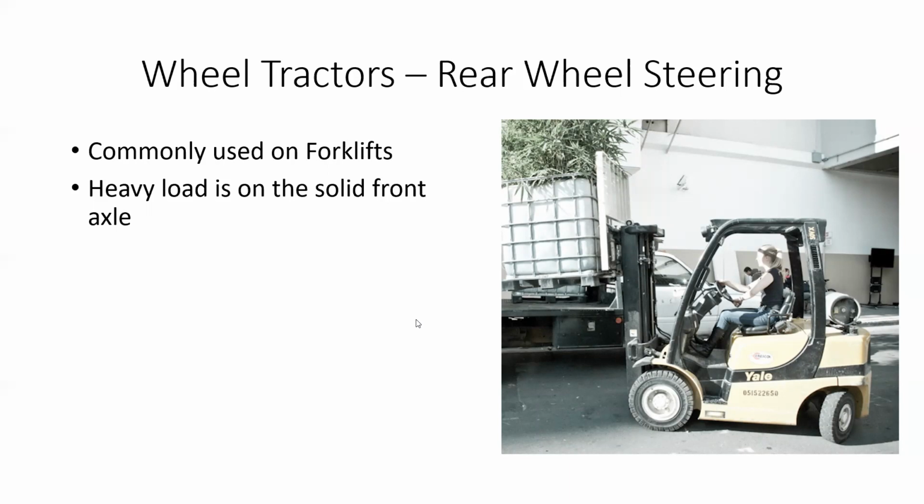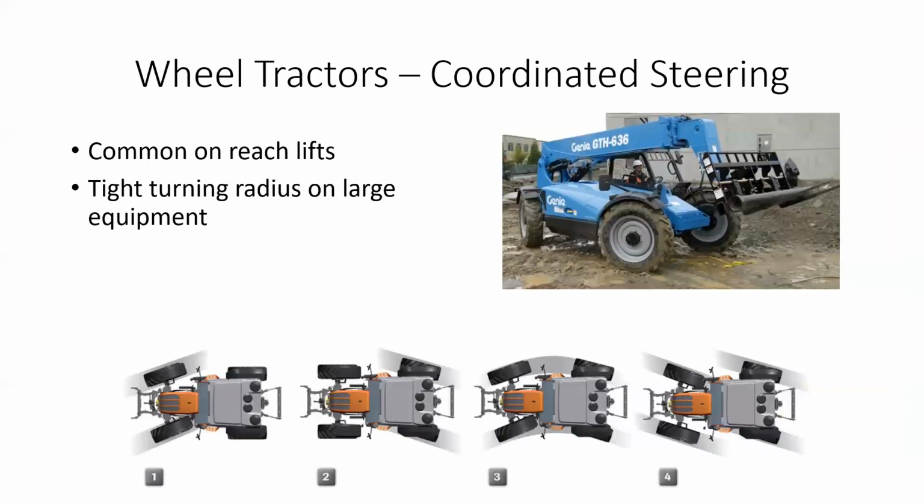Another thing that you may see as we go through this is coordinated steering. This is super common on machines like this. This is called a reach lift. Anyway, the front and the rear tires steer. So down here, there's all the different things you could potentially do. And on a lot of these machines, you can change how you want it to steer based on what you're doing.